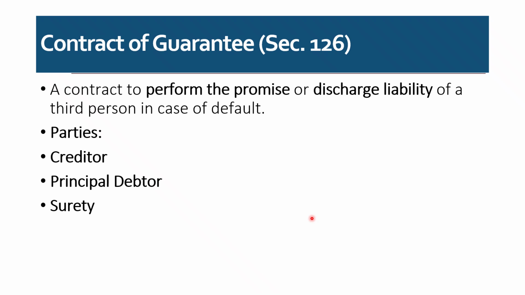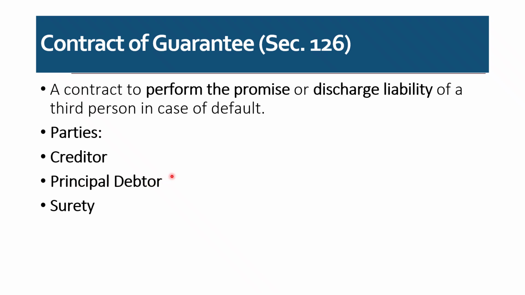Let's understand it with an example. Father guaranteeing a son's education loan. In this case, the creditor is the bank. The principal debtor is the son, for whose education the loan is taken, and the surety is the father. Similarly, a friend guaranteeing your business loan or a director guaranteeing a company's bank loan. In a guarantee, the surety's liability is secondary, meaning he pays only if the principal debtor fails to pay.